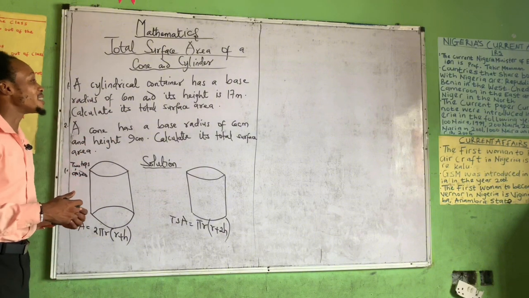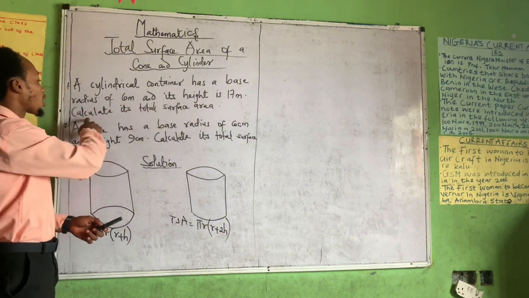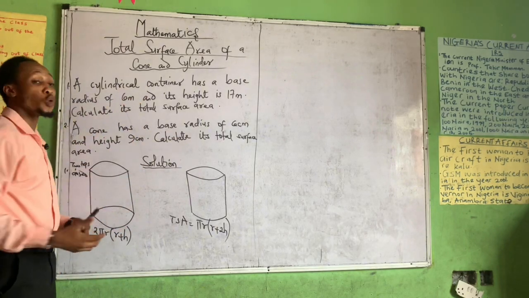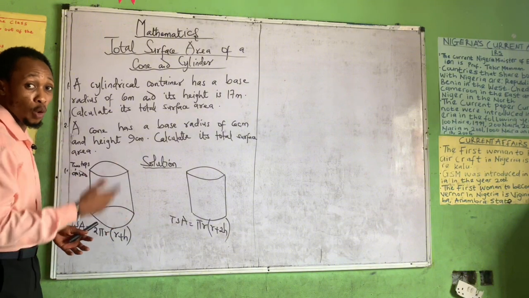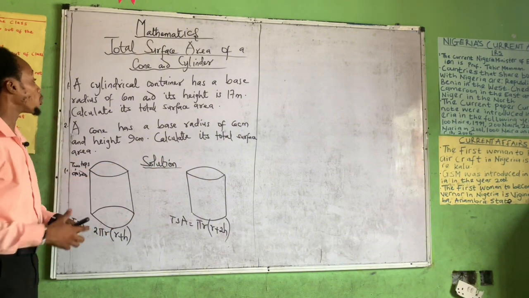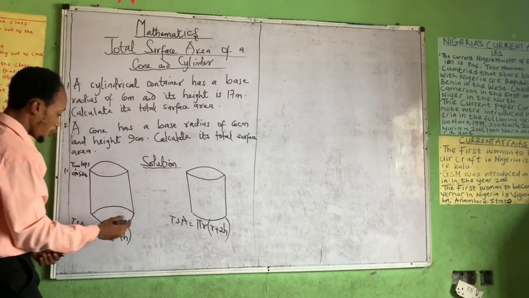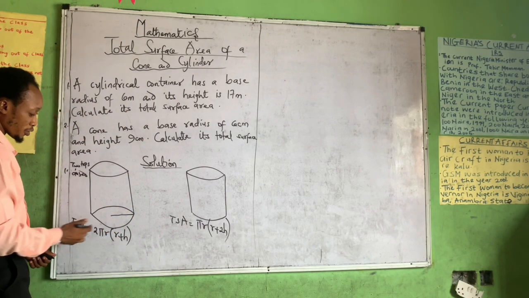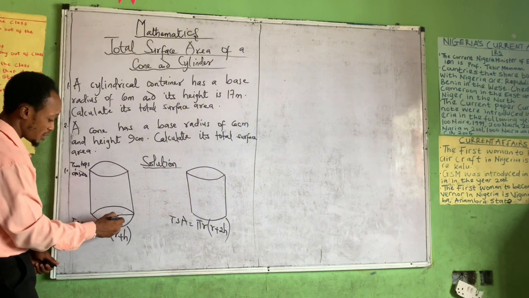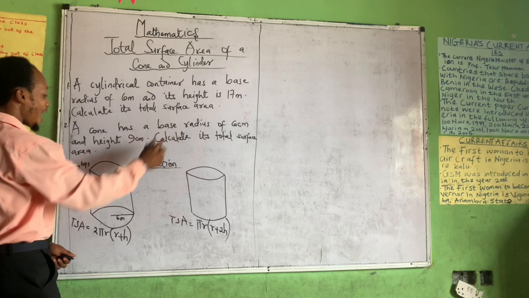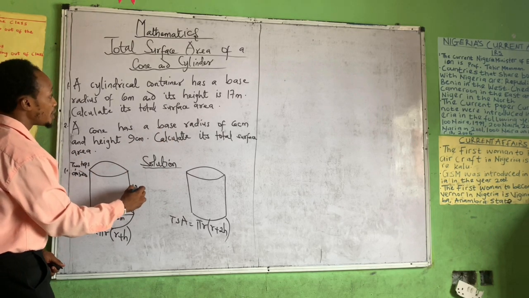Now this question says a cylindrical container has a base radius of 6 meters and its height is 17 meters. Calculate its total surface area. So we are not told if it has two tops closed or one top open, so we have to solve for both. The radius is 6 meters. From here to here is your radius, the full length is the diameter, so half of it is your radius, 6 meters, and the height from here to here is 17 meters.